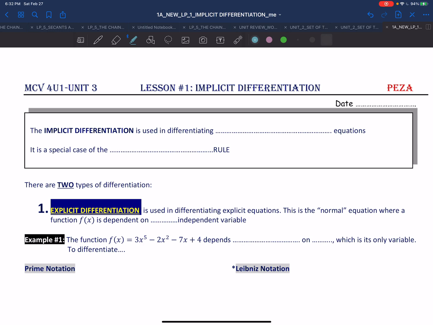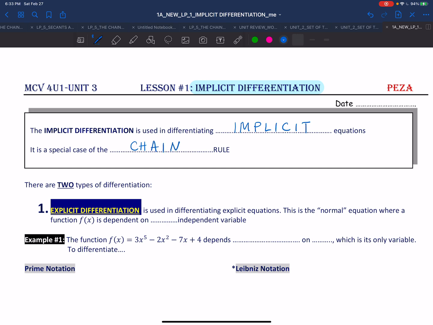Hello and welcome. In this lesson, we'll explore and learn how to use implicit differentiation in finding the derivative of an equation. As the name implies, implicit differentiation is used in differentiating implicit equations. And this is a special case of the chain rule.